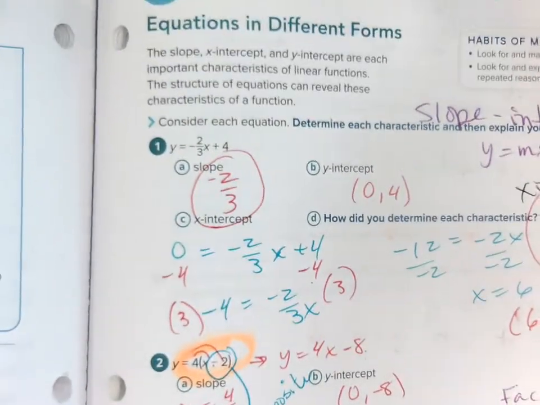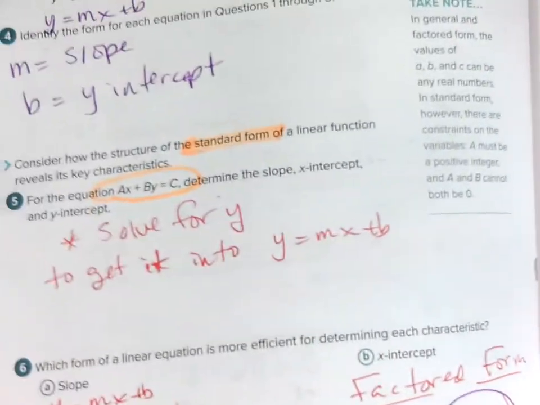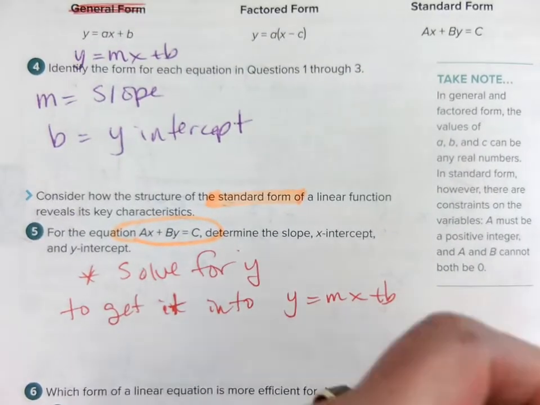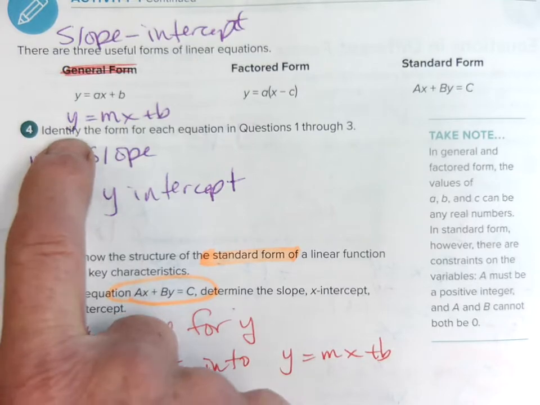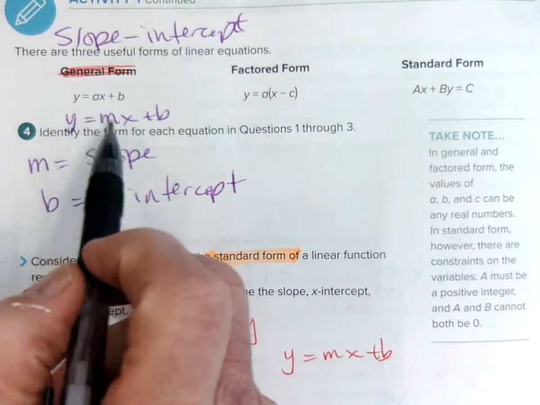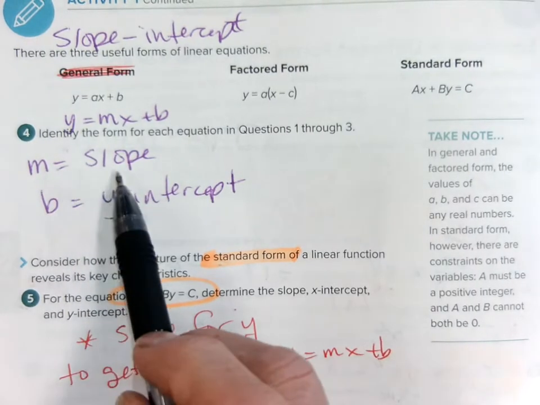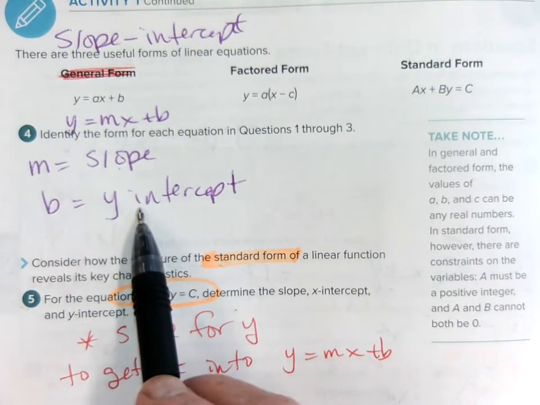Then turn the page for the last little bit, where we're going to summarize. They call it general form, which is a really bad name for it. It's really slope-intercept form, so we cross that off. y equals mx plus b. What we like about this is you can get the slope easily, that's m, and the y-intercept. The x-intercept is a little bit more difficult.